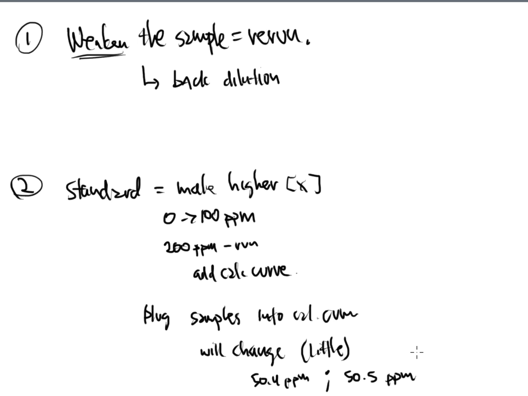So there's the two options that you've got. You can weaken your samples down, rerun them, plug them back into the cal curve, and then back dilute to find the real concentration. Or add another standard that's higher, run it, redo the cal curve, and then process all the samples against that new cal curve.